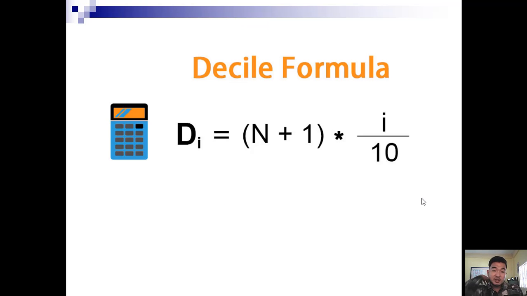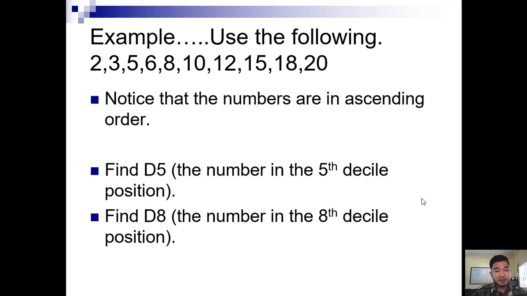This is the formula in solving for the decile. So, decile sub I is equal to n plus 1 times I over 10. Yung I, 1 to 10 yan. Pwedeng 1 to 10. Like for example, you are looking for the third decile. So, ang I mo is 3. Let us have an example. Use the following set of scores: 2, 3, 5, 6, 8, 10, 12, 15, 18, 20.